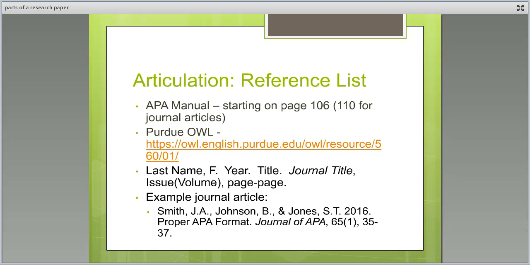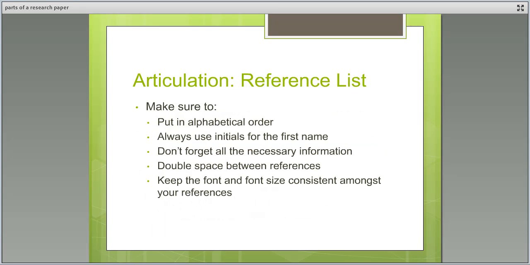Your reference list, make sure that everything is looking good, and you can find examples in your APA manual and on Purdue OWL. Just check out those examples and make sure that you're following it with your journal articles. As always, make sure you're putting your reference list in alphabetical order. Use initials for the first name. Don't forget all the necessary information, double space between references, and keep your font size and font type consistent amongst your references. These are the most common mistakes that I've been seeing.